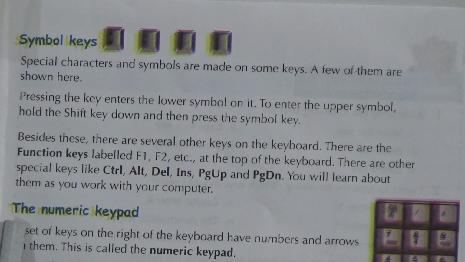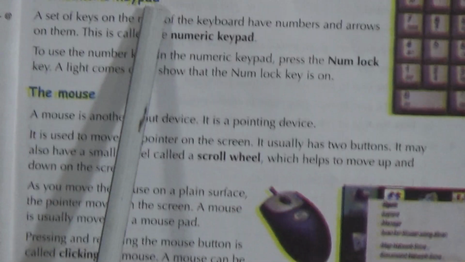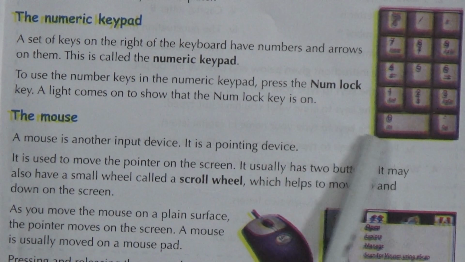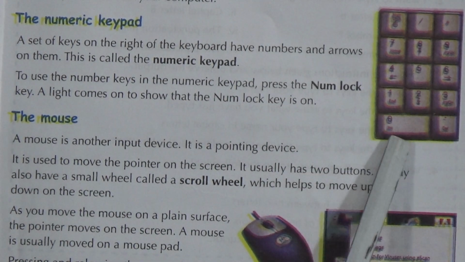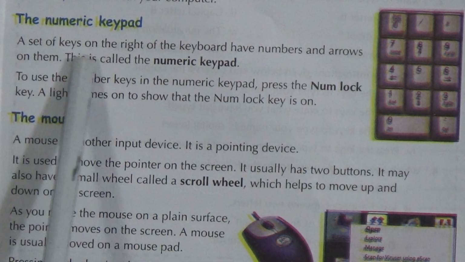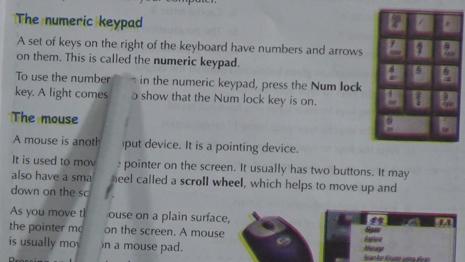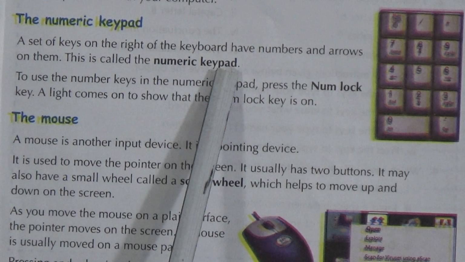Let's go to the next para. The next topic is the numeric keypad. You remember the numeric keypad looked like this and it was on the right of your keyboard. Let's read down. A set of keys on the right of the keyboard have numbers and arrows on them. This is called the numeric keypad.